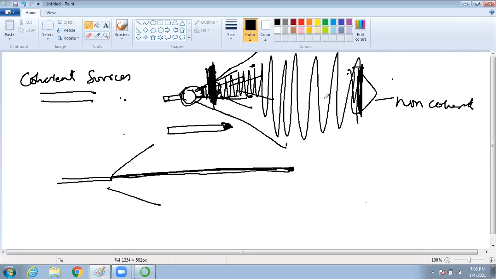That means this is called a non-coherent source. What is coherent? If you take a laser beam and enlarge it, it will be like this. If you take one point here, one point here, the path difference is what? Constant. Coherent means sources having a constant phase difference, which does not vary with time, are called coherent sources.